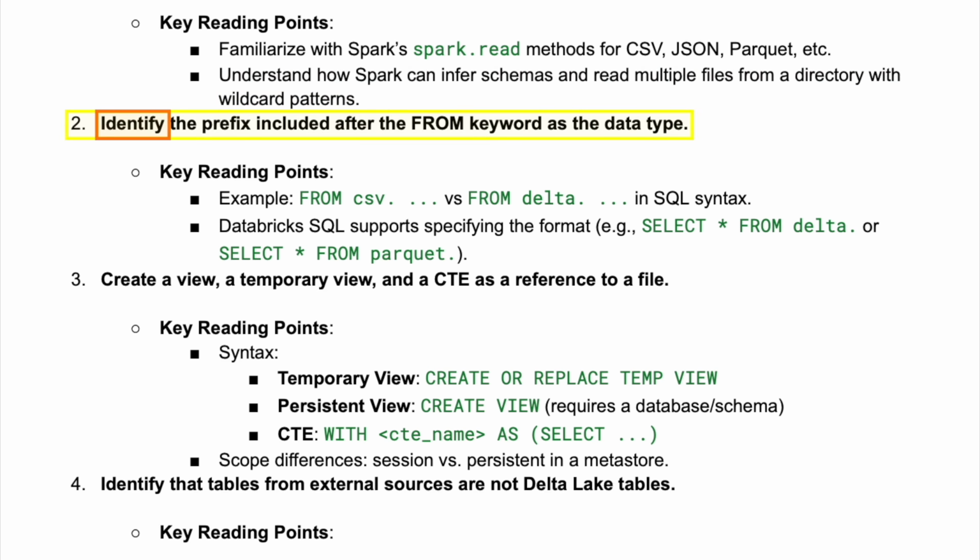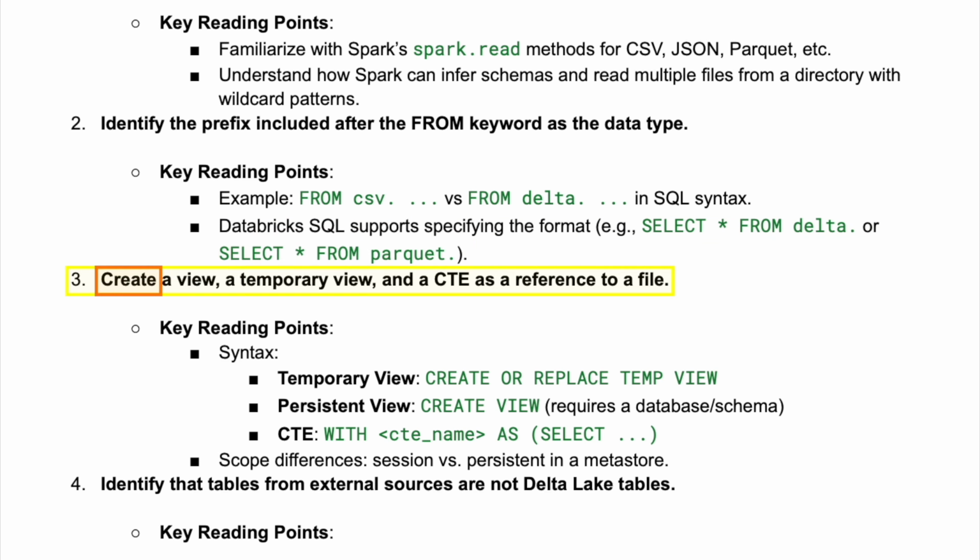2. Identify the prefix included after the FROM keyword as the data type. Key reading points: example, FROM CSV versus FROM Delta in SQL syntax. Databricks SQL supports specifying the format. For example, SELECT * FROM delta, or SELECT * FROM parquet.